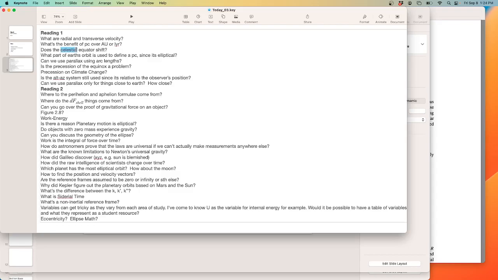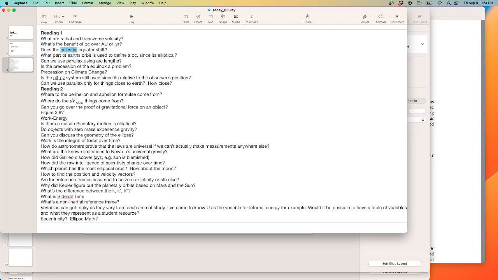Okay, does the celestial equator shift? It does. So the celestial equator is here. I think the sun relative to the celestial equator moves, but the celestial equator does not. It sticks around and is in the same orientation all of the time.